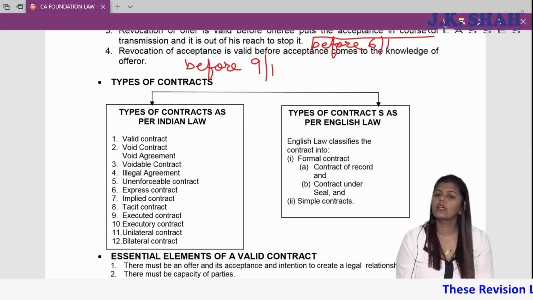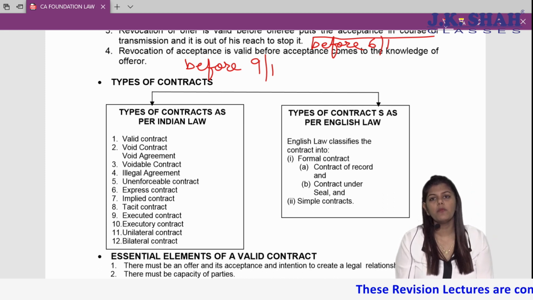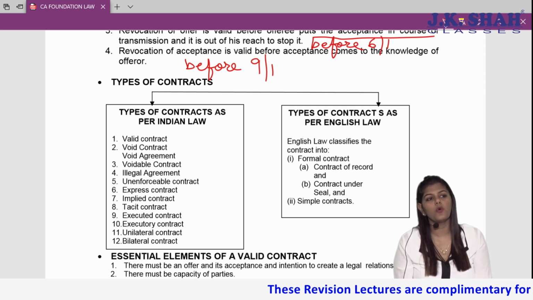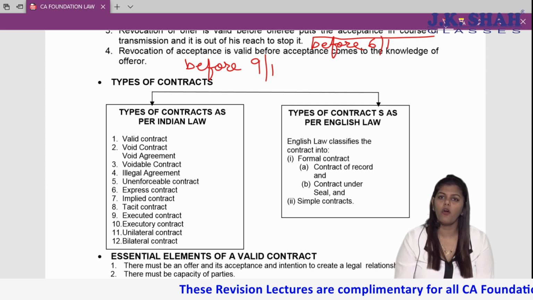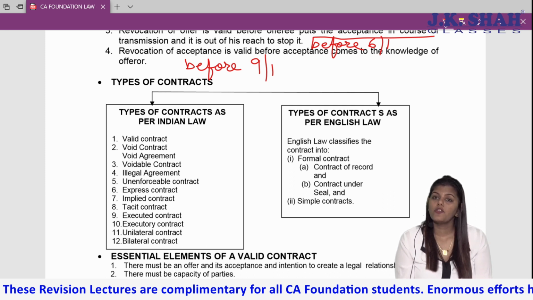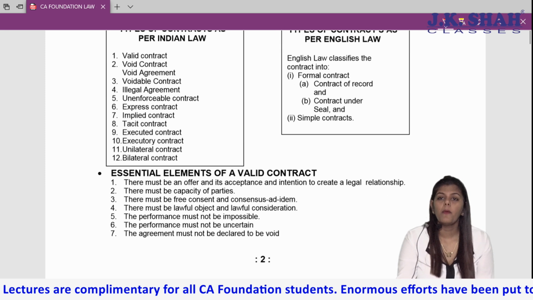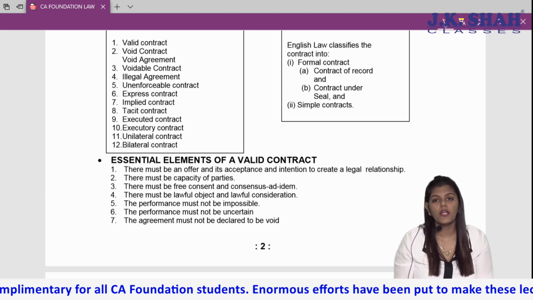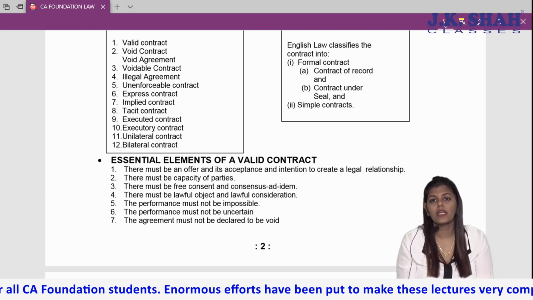Coming to illegal agreement, it means it is forbidden by law, specifically the Indian Penal Code. Murder, supari, kidnapping, all are illegal agreements. Unenforceable contracts are those that are not enforceable by law, as the name suggests, because of some technical defect.